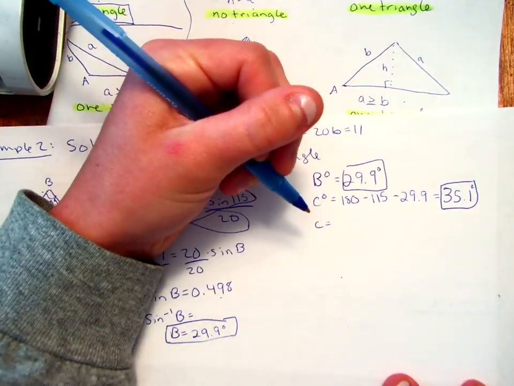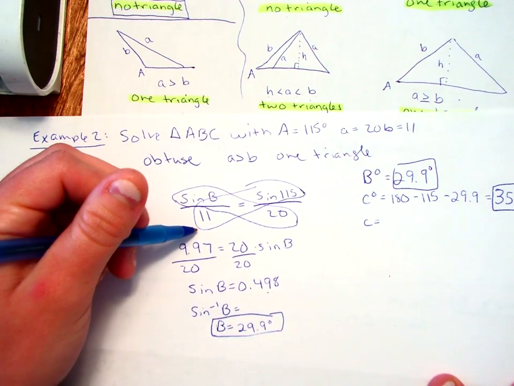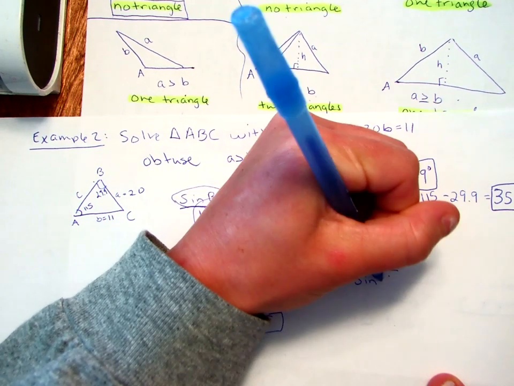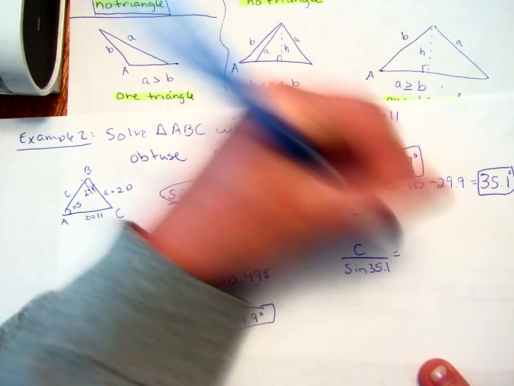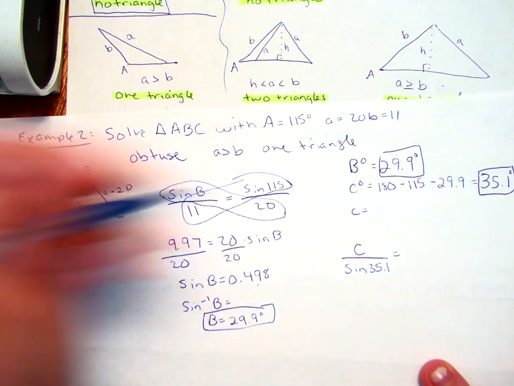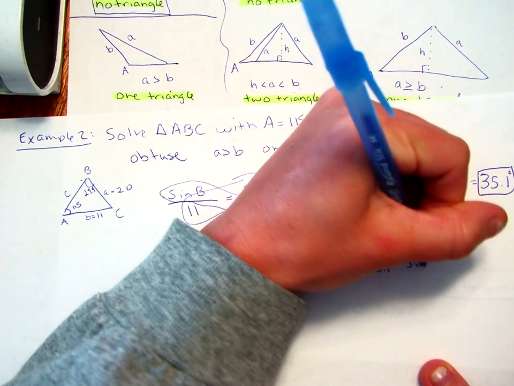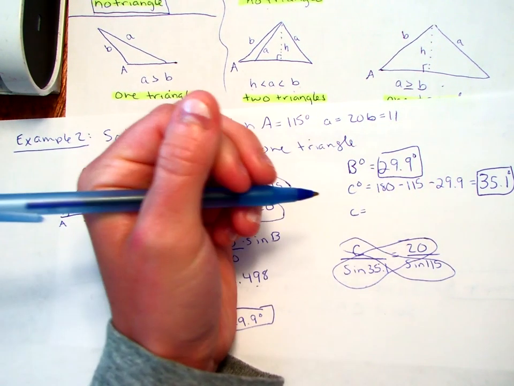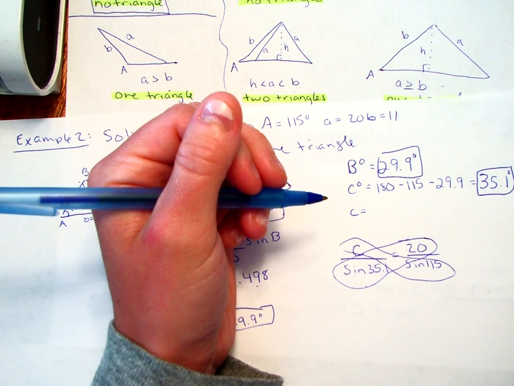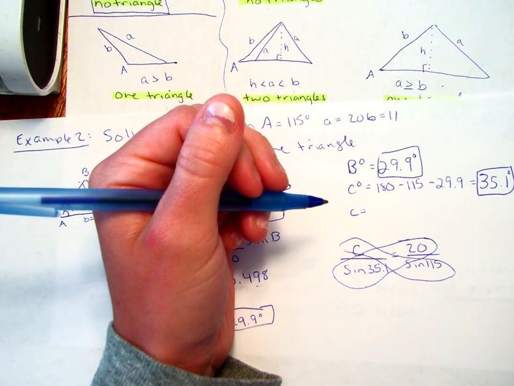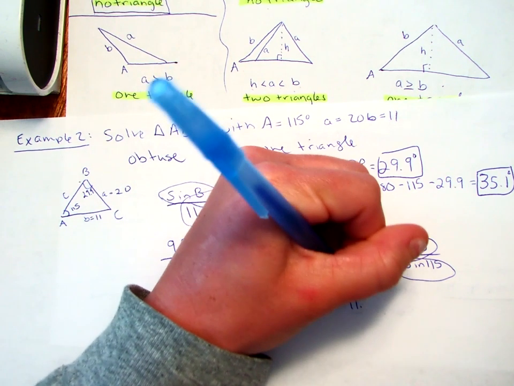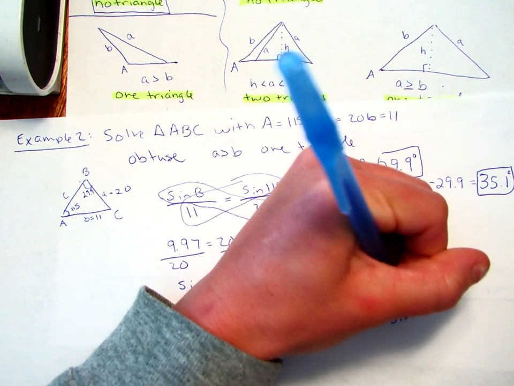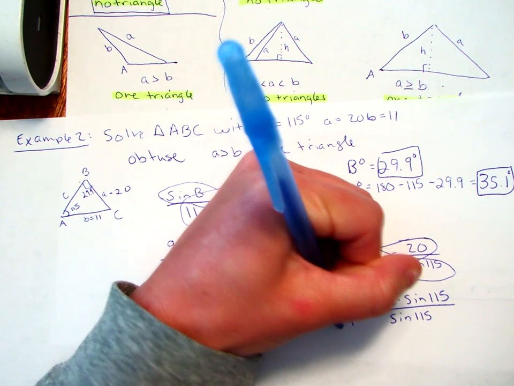Now we need side c. So we do it the same way. We now need to find c. We have now the angle 35.1, and we want to set that up equal to a because we have all the information. So 20 over sine of 115. Multiply it through. Sine of 35.1 times 20 is 11.5 equals c times sine of 115. Divide by sine of 115 on both sides.